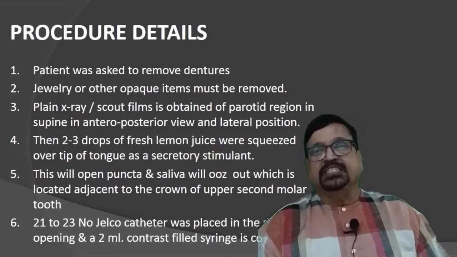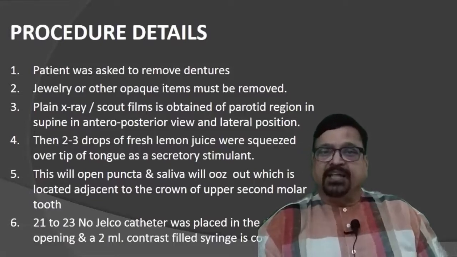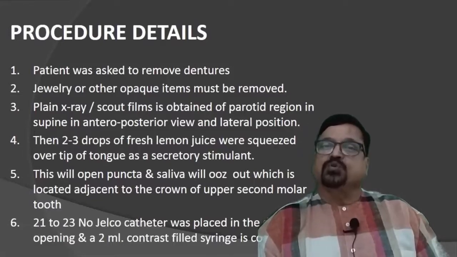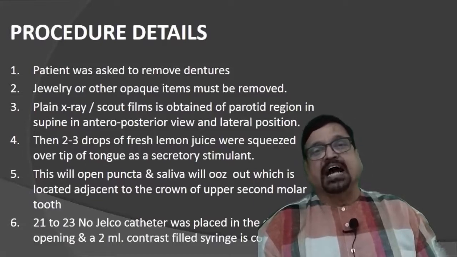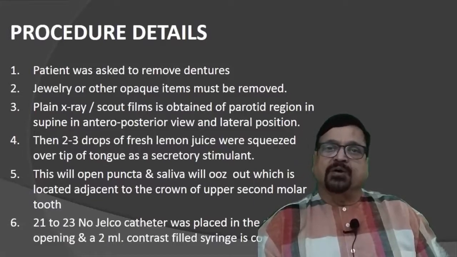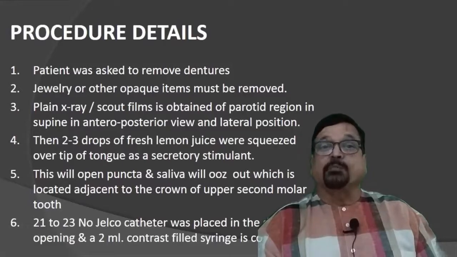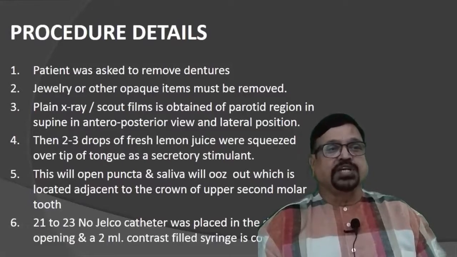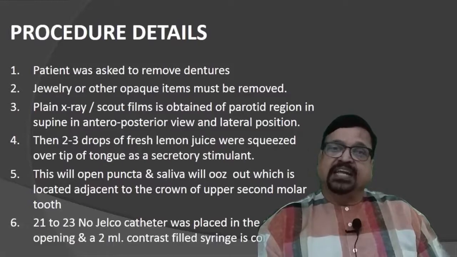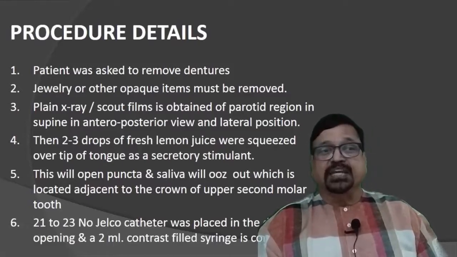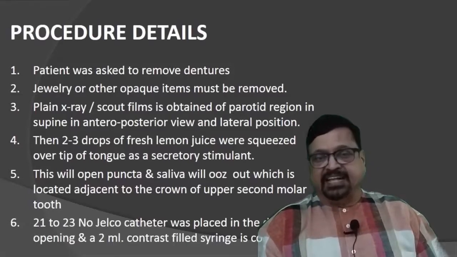So what we do is take the patient on the table, take the scout film, ask the patient to open the mouth, put the tongue out, put a few drops of lemon on the tip of the tongue, and see the parotid duct opening. We'll see saliva oozing out. After that, we take a 23 number Jelco and put it on the artery forceps. This I have explained in detail in the next coming video.